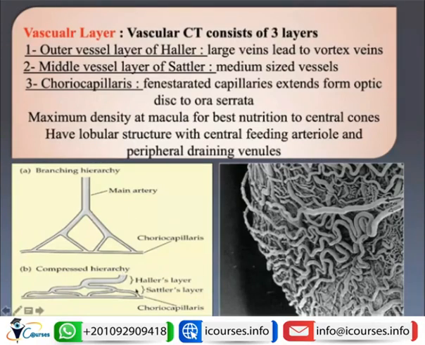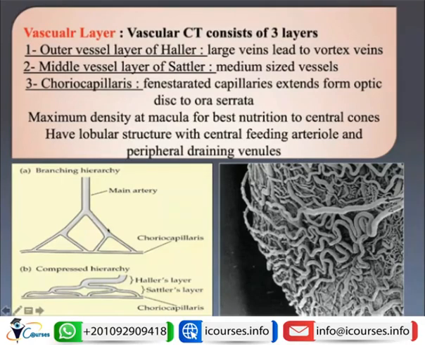Then after Haller, we have the medium-sized vessel layer of Sattler. And finally, we have the choriocapillaris, which are fenestrated capillaries that extend from the optic disc to the ora serrata, not to the ciliary body, as we said. What is meant by fenestrated? It means that there are holes within the choriocapillaris, which enable the exchange of nutrients, oxygen and some products between the inside and outside of the capillaries.